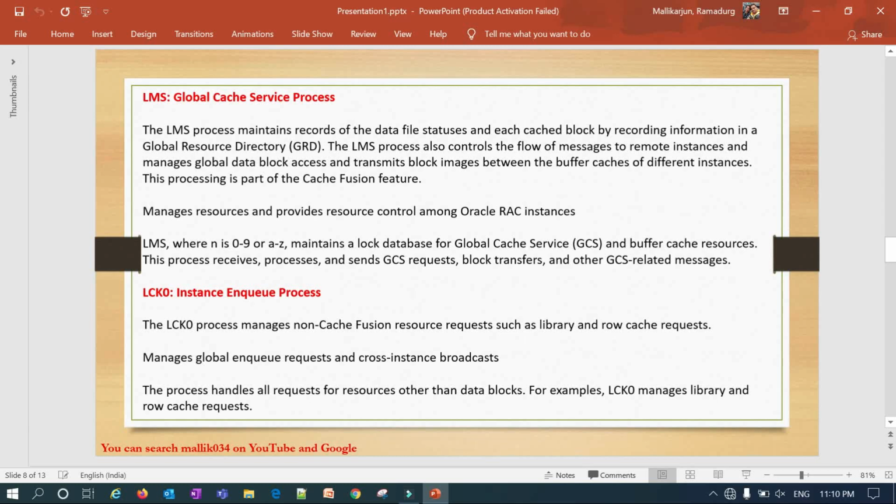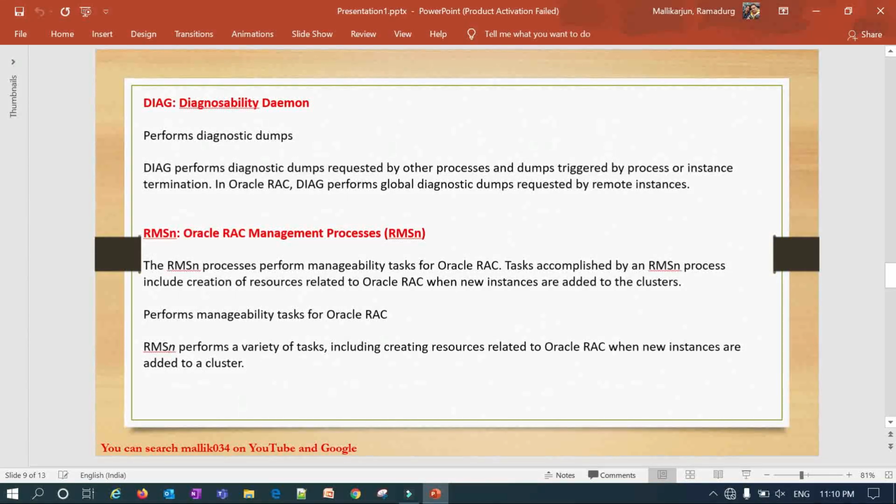So if I go to the next, DIAG. Everyone knows the diagnostic tool; DIAG, the diagnostic daemon or diagnostic process, diagnosability process, anything you can call it.